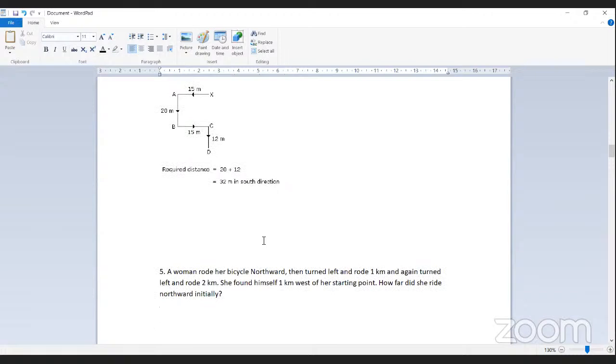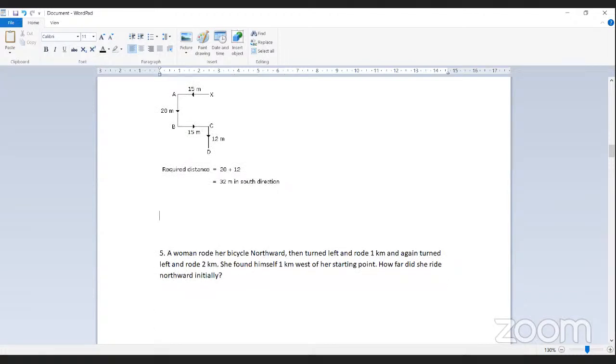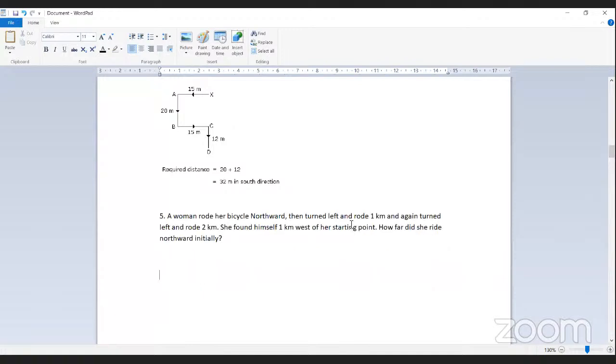Try this. How far did she walk? Just the distance.